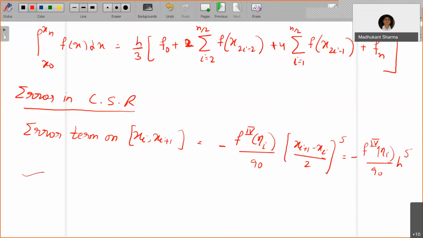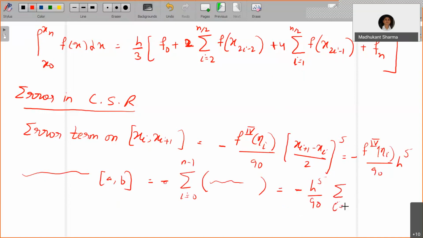Now the error term on the interval a to b is the summation of the error on x_i to x_{i+1}, for i equals 0 to n minus 1. Substituting this, it is going to be minus h to the power 5 by 90, because it is the same for every interval, times summation i equals 0 to n minus 1 of f fourth derivative at eta_i.